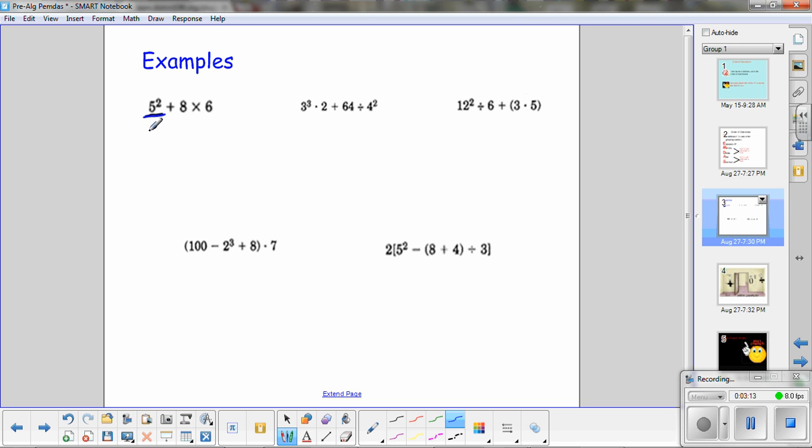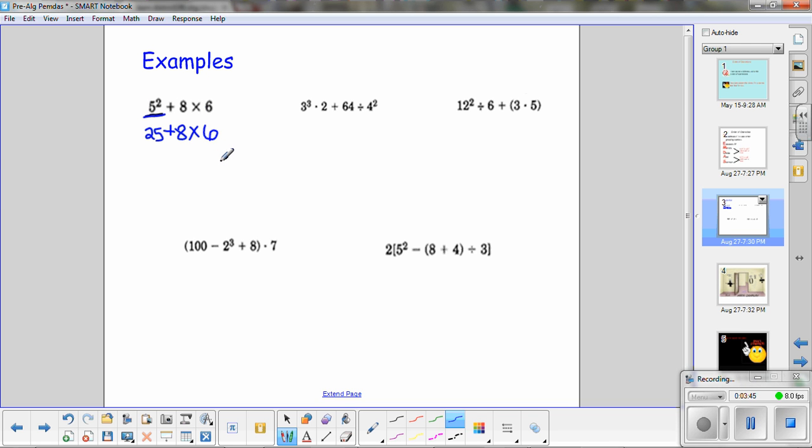So 5 squared is 5 times 5, which is 25. Another common mistake with kids with exponents is they'll multiply 5 times 2. That is not what this means. 5 squared means you have two 5s being multiplied together, so that's why we have the 25 there. And then the painful part that kids don't like to do, I'm going to have you rewrite the rest of the problem after that first step.